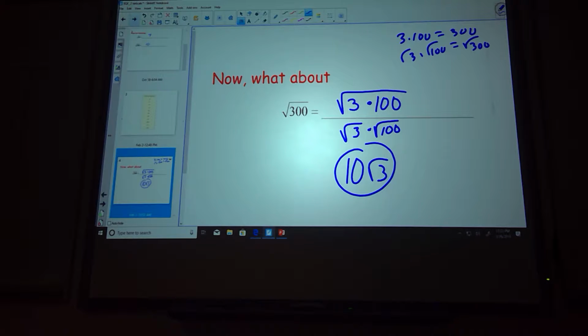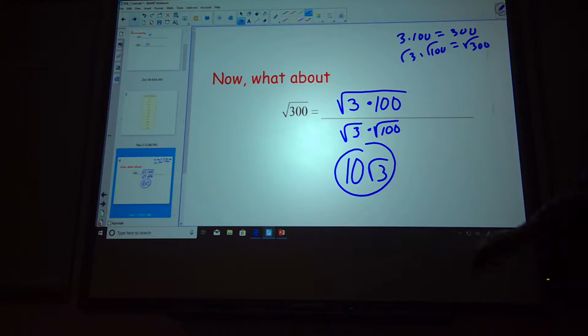Wait, so I don't understand. If it's the root of 3 and the root of 100, so 10 and whatever times it's 10 and a fraction, then it's not 300. That 10 root 3 is indeed 300. But like how? Because it's not.